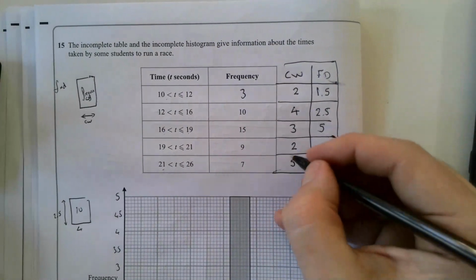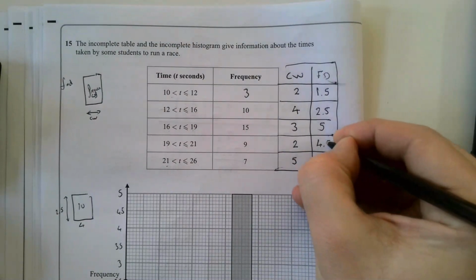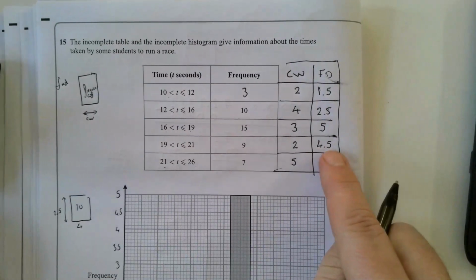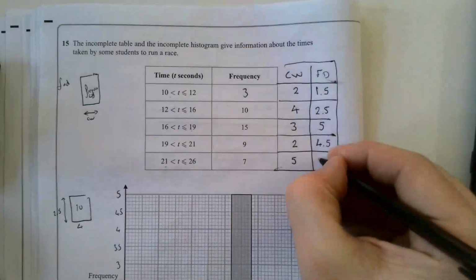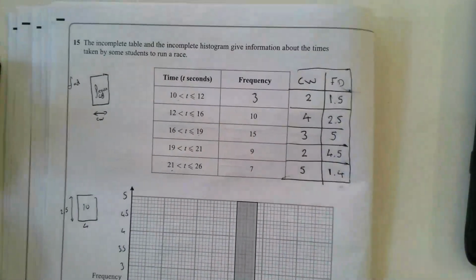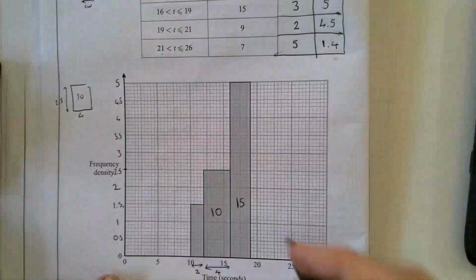That's good. So this one, 2 times something gets me to 9. So that's going to be 4.5. So 2 times 4.5 gets me to 9. And last one, 5 times something gets me to 7. So 7 divided by 5 gets me to 1.4. So now I've got all the information, I just need to put it on the diagram.